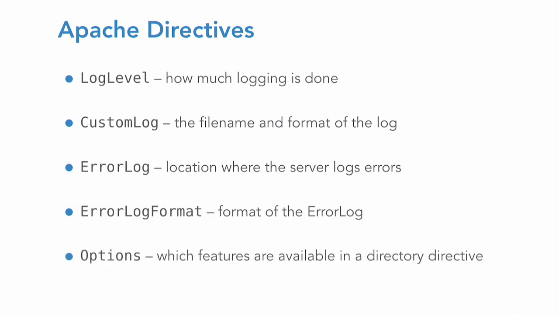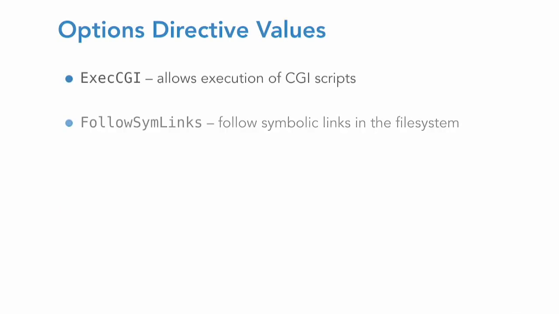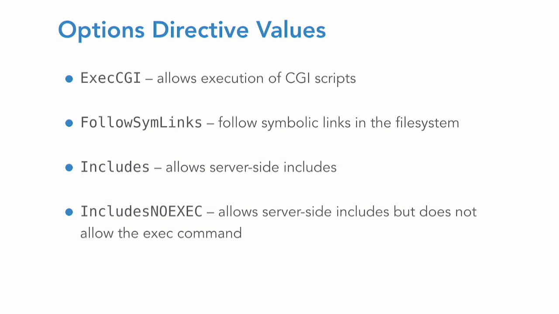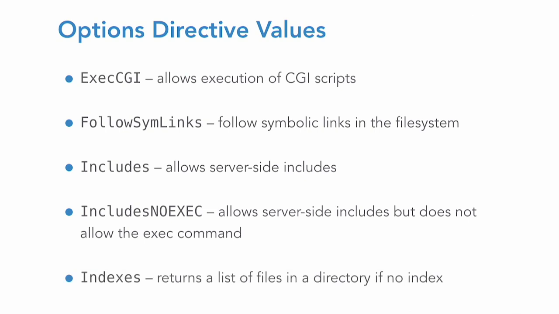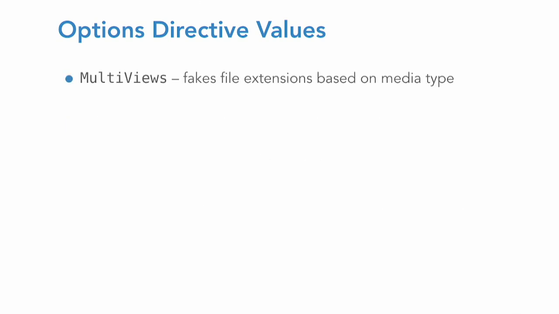Options configures which features are available in a Directory directive and has multiple possible values. The ExecCGI option allows execution of CGI scripts. FollowSymLinks will follow symbolic links in the file system. The Includes option allows server-side includes. The IncludesNoExec option will allow server-side includes, but not allow the exec command. The Indexes option, when turned on, will return a list of files in a directory if there is no index file to view. MultiViews fakes file extensions based on media type.